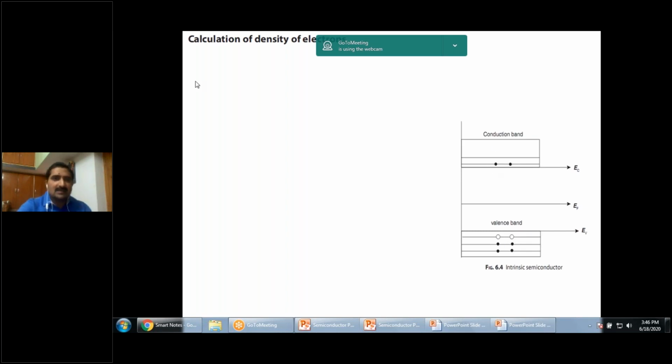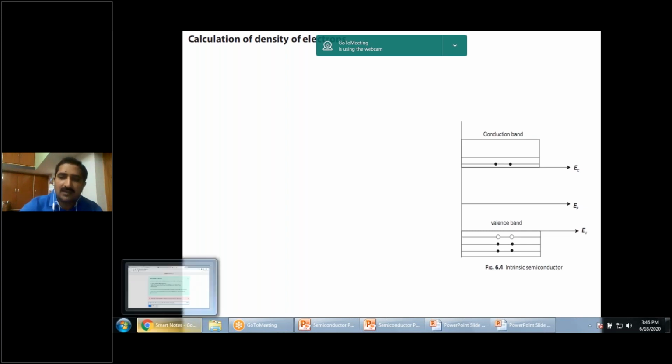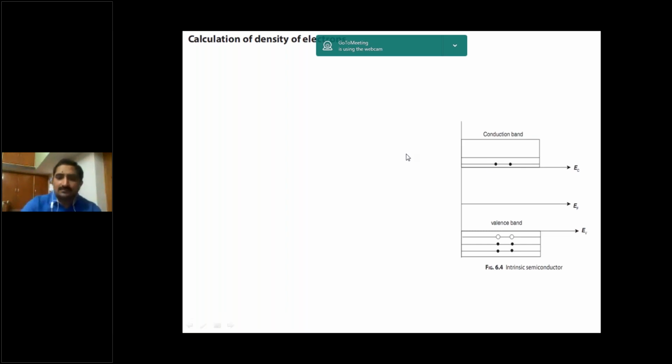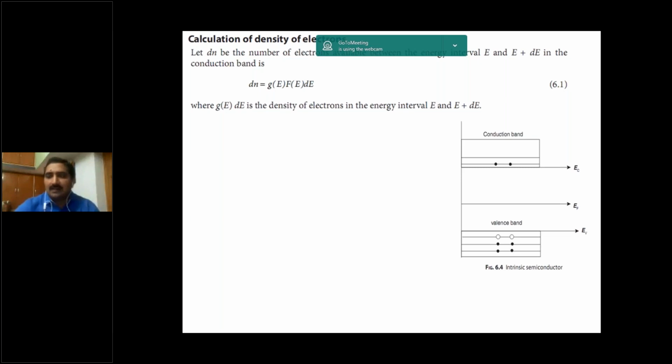Now we are discussing our topic. The subheading of the topic is calculation of density of electrons. That means, where are the electrons available? The electrons are available in the conduction band. So we are discussing the conduction electrons in the conduction band. Let dn be the number of electrons available between the energy interval E and E plus dE in the conduction band.